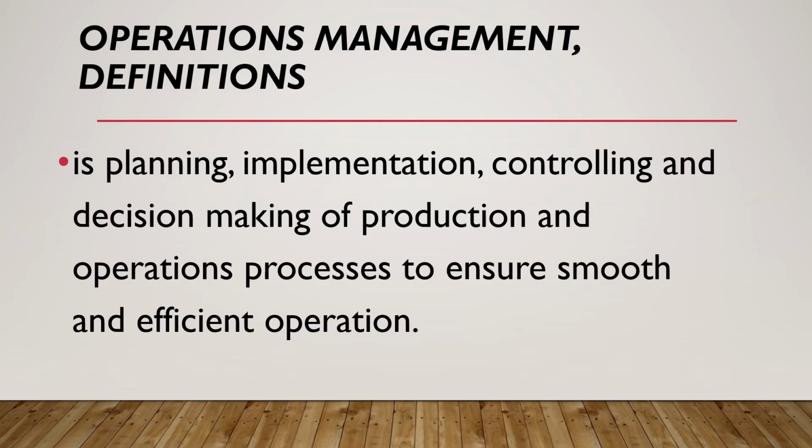And then when we talk about controlling, in controlling, we have to assure that actual performance is in accordance with the planned performance or with our objective or target. And then in case there are discrepancies between our actual performance and planned performance, we have to make a decision on it. So this definition basically incorporates the different functions of management.